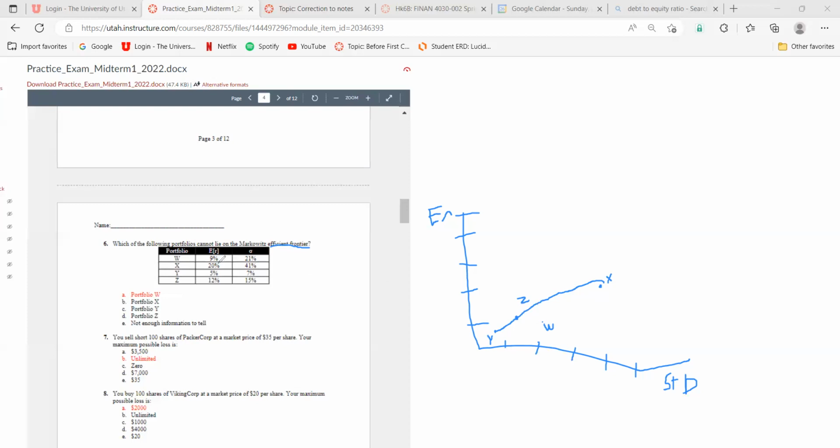Okay, got it. So basically, we can just plot them in a simple graph like that and find the outlier. Yeah, it's always going to be the one that you're getting a worse deal on. There's going to be a higher expected return with a lower standard deviation somewhere else. Okay. That makes sense. Thank you.